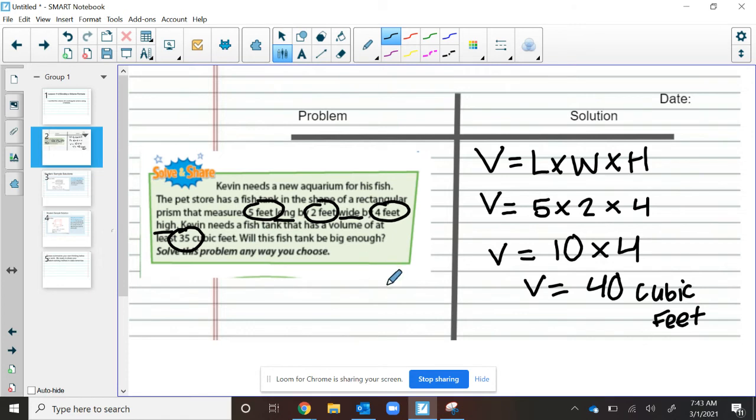Okay, so Kevin needs a fish tank that is at least 35 cubic feet. And this fish tank that he found at the pet store is 40 cubic feet. So he would be able to use that for his fish.